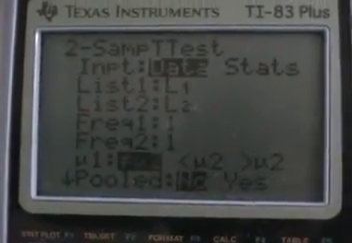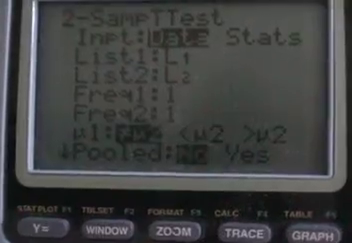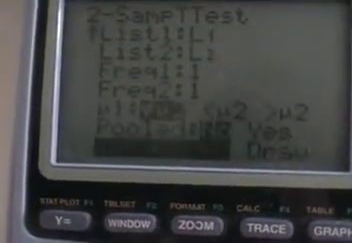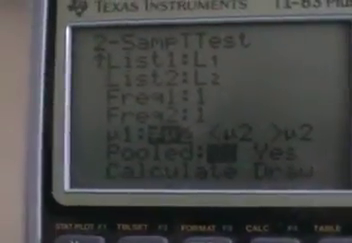The 2 sample t-test has an extra question in it. It wants to know, are you going to pool? Pooled yes or no? And actually says no or yes. And when in doubt, click no, and that's why no is first. Usually yes-no questions have yes first.